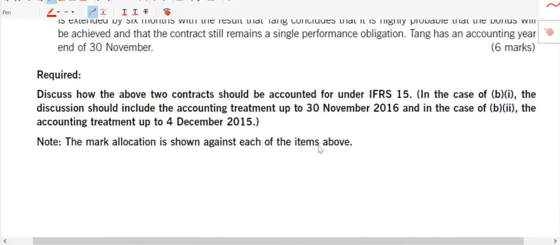Okay, so let's look at our one last question. Requirements say, discuss how the above two contracts, B1 and B2, should be accounted for under IFRS 15. For B1, the discussion should include accounting treatment up to 30th November 2016. In the case of B2, the accounting treatment only up to 4th of December 2015. So read the requirement carefully to see how far you should go with the calculations and explanation. B1 is until 2016 and B2 is only until 4th December 2015, not until 2016.